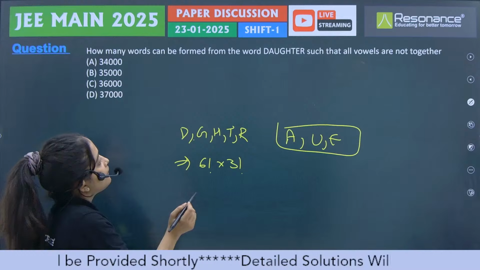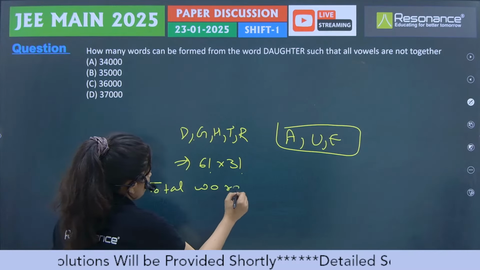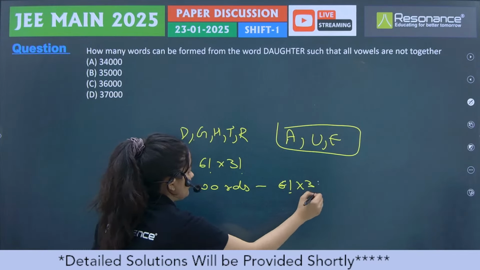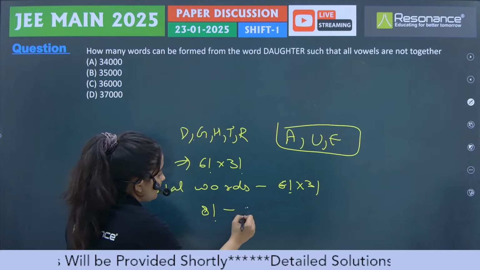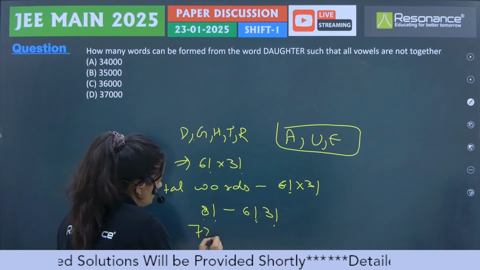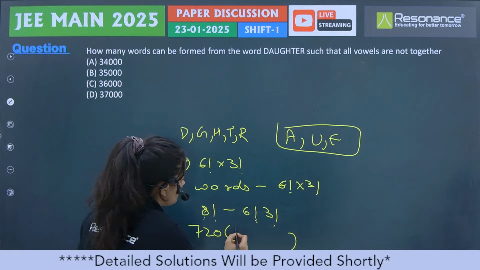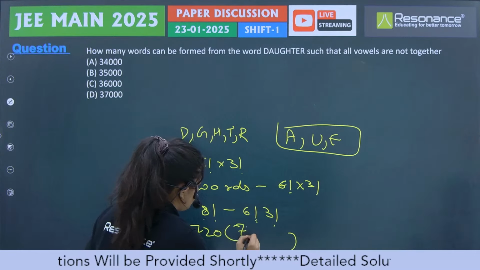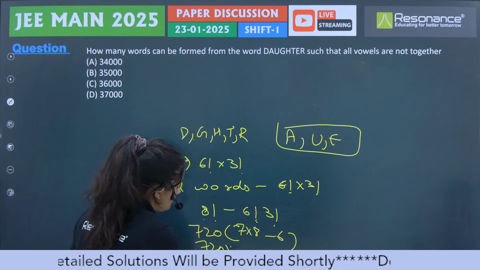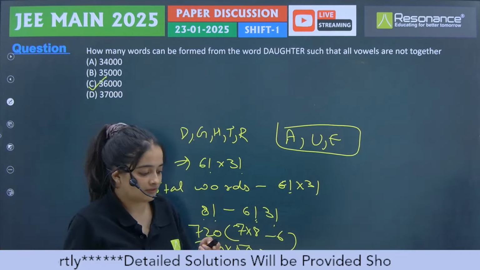Now I want all the vowels not together. So total words minus the words in which all the vowels are together. Total words were 8 factorial minus 6 factorial into 3 factorial. Taking 6 factorial common, 720, I'm going to get 7 into 8, 56, minus 6, which is 50. So I'm going to get 720 into 50, which will be equal to 36000.